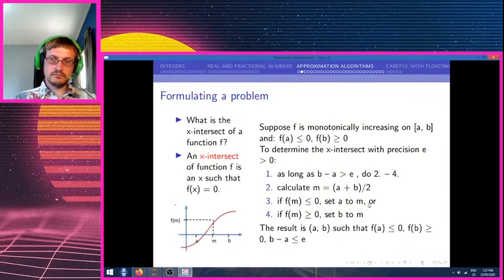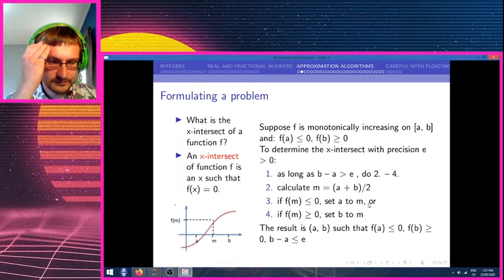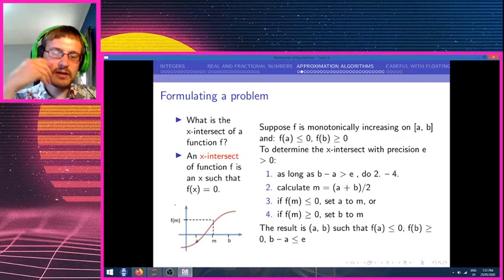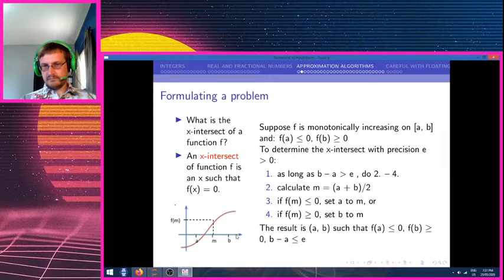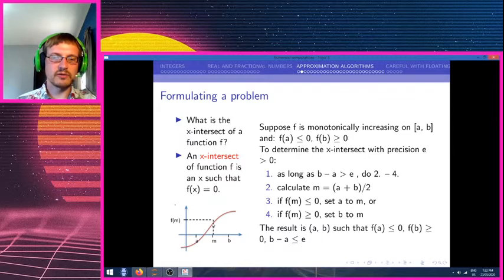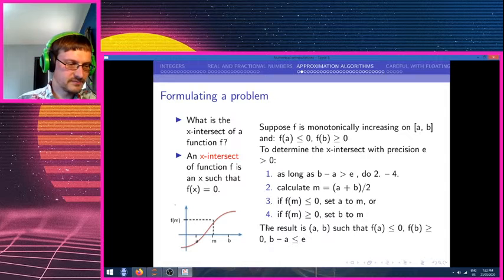Anyway, if you remember this problem from the first slide set, we were trying to find the x-intercept of a function that's monotonically increasing on some interval from a to b. Just to remind you of our approach: we calculate the midpoint between a and b, and check whether f at m is above or below x. If it's below, then we know our intercept has to be on the b side, and if it's above, then it has to be on the a side, generally speaking.